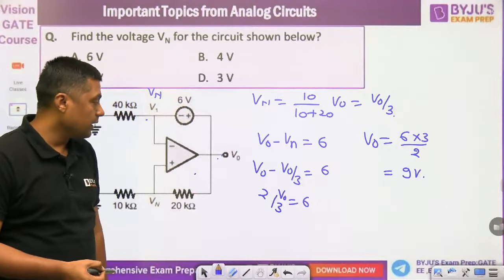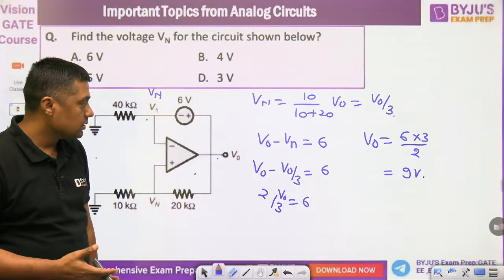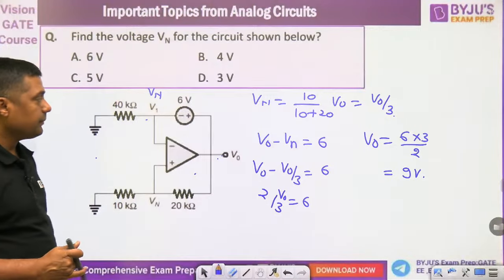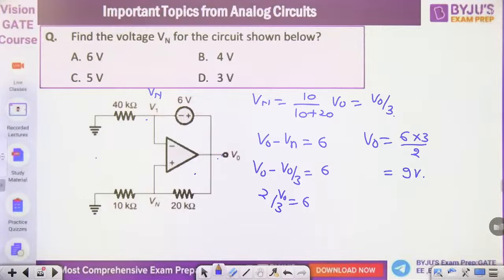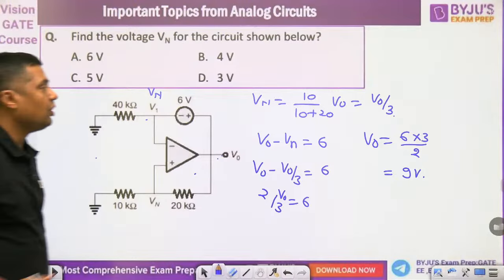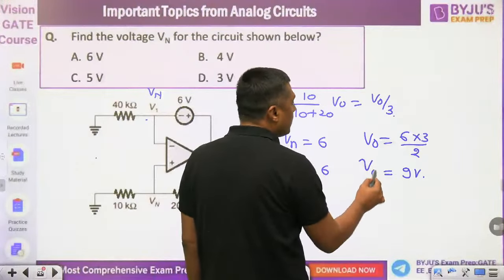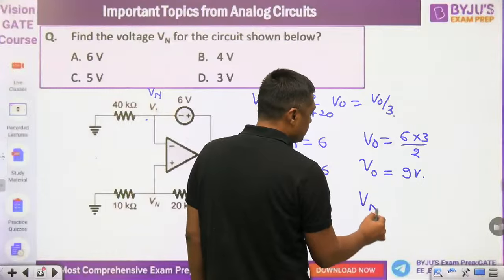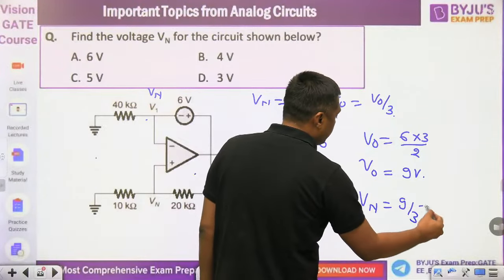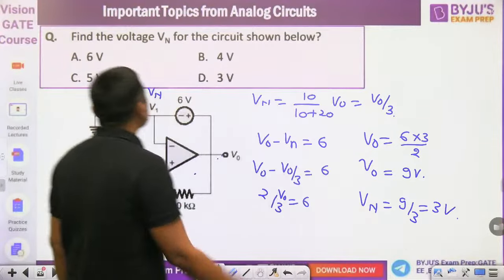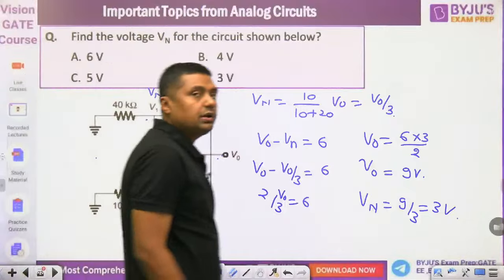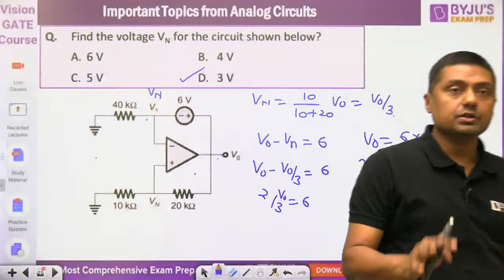If there is any answer? Okay, have I made any silly mistakes? Tell me. Oh, no need to find V0. We have to find Vn. So what is Vn? V0 by 3. V0 is 9 volt, so Vn is 9 by 3, that is 3 volt. 3 volt is the answer. Bilkul sahi hai Surjit, your answer is correct.